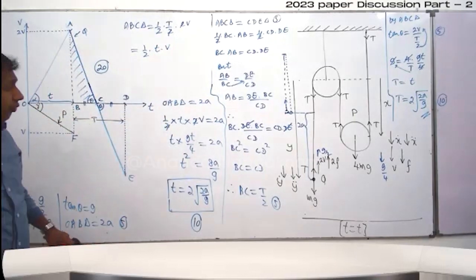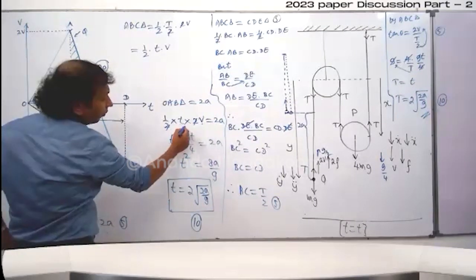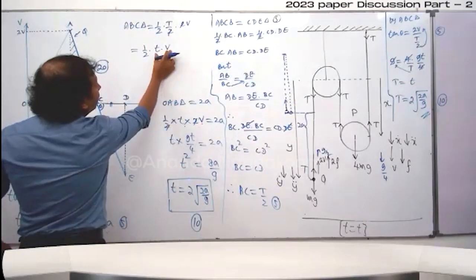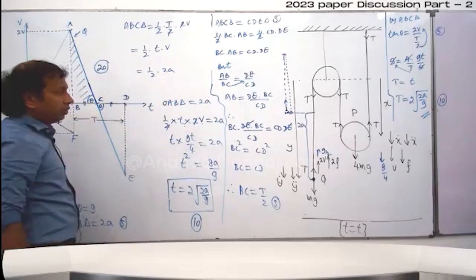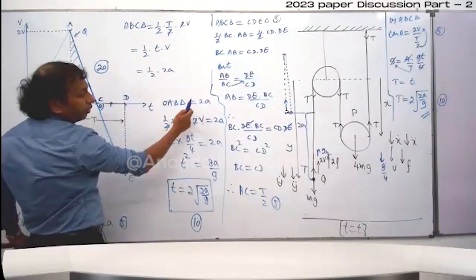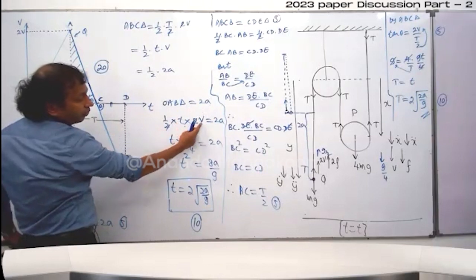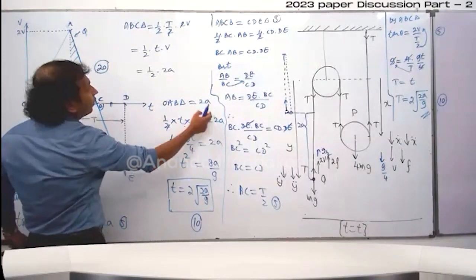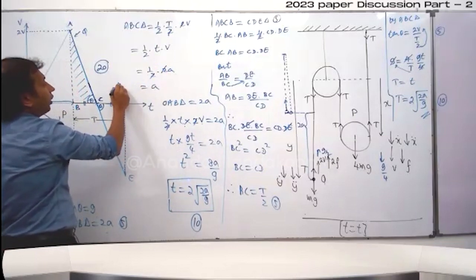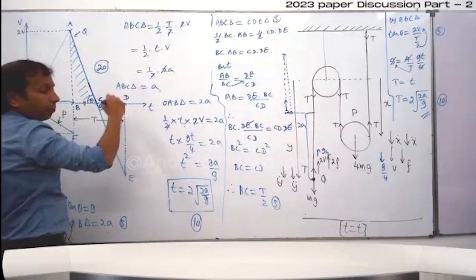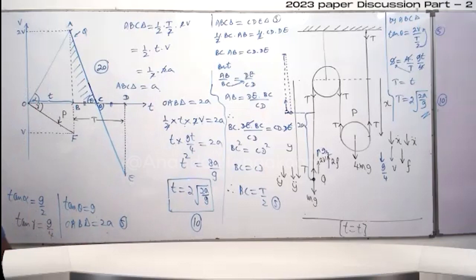I think VT is here. You know the VT product is 2A. Then I can put here half into 2A. Correct now? By the OAB triangle, 2A. We wrote that the product is 2A. So therefore, this and this you can cancel down. Then the ABC area we get as A.